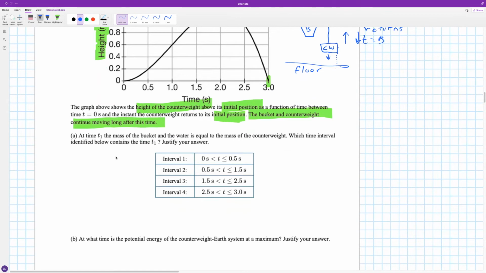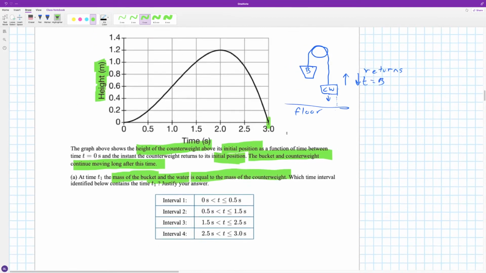At time t1, the mass of the bucket in the water is equal to the mass of the counterweight. Which time interval identified below contains the time t1? So we need to find out which of these time intervals represents the time when the mass of the bucket and water, that's one object, is equal to the mass of the counterweight. So we'll go ahead and pause here for a second.